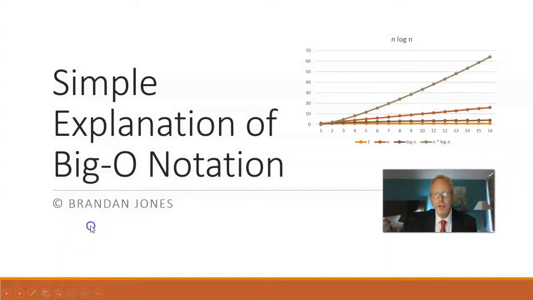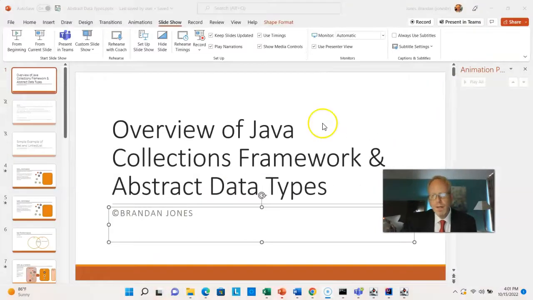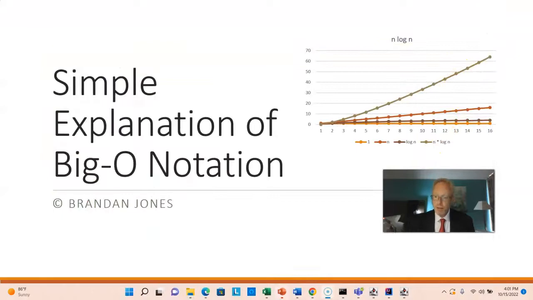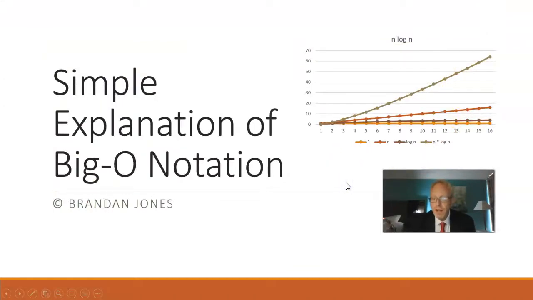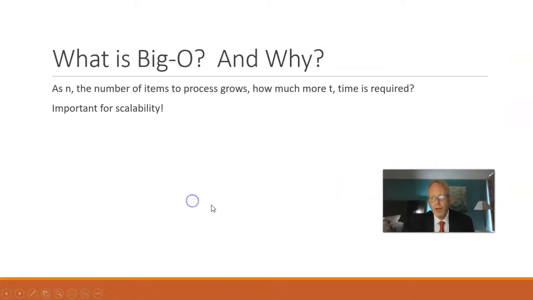In this video, I'm going to give an overview of big O notation and algorithm growth rates, which is often associated with data structures and algorithms. I have a companion video to this which goes over the Java collections framework and abstract data types and several examples that follow. But nonetheless, I do want to consider a bit about big O notation. What is big O and why is it important?